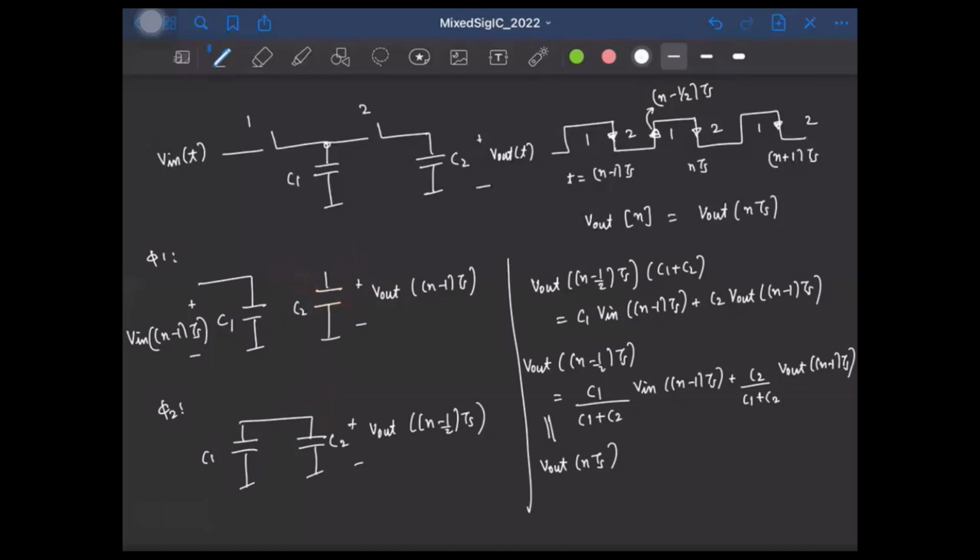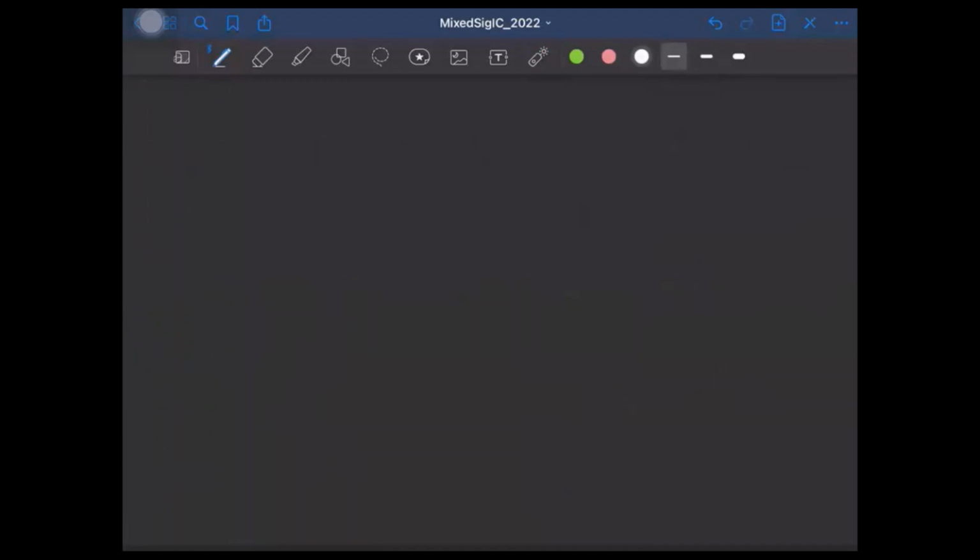And according to our definition, this is essentially V out of n. So this is simply V out of n. And what is it? That is C1 by (C1 plus C2) times V in of (n minus 1), the discrete time sample at the (n minus 1)th instant, plus C2 by (C1 plus C2) times V out of (n minus 1). Right, so let me write it once again here. V out of n is C2 by (C1 plus C2) times V out of (n minus 1) plus C1 by (C1 plus C2) times V in of (n minus 1).